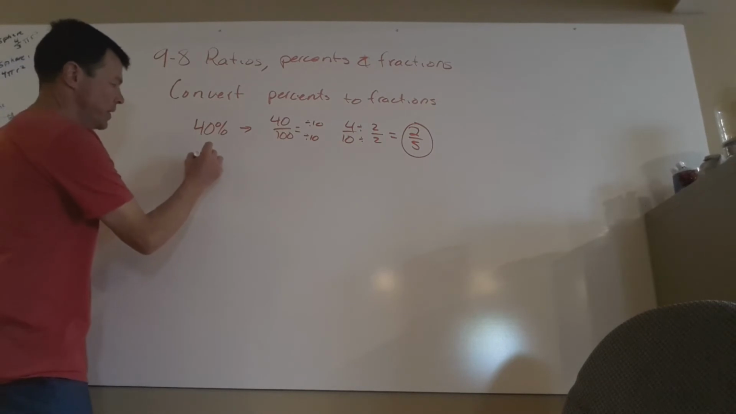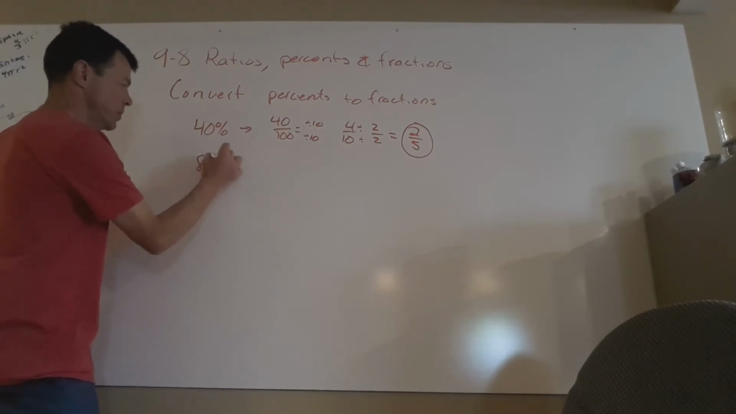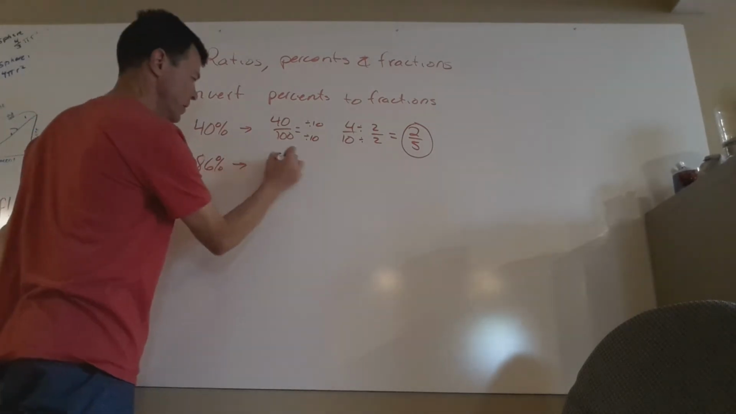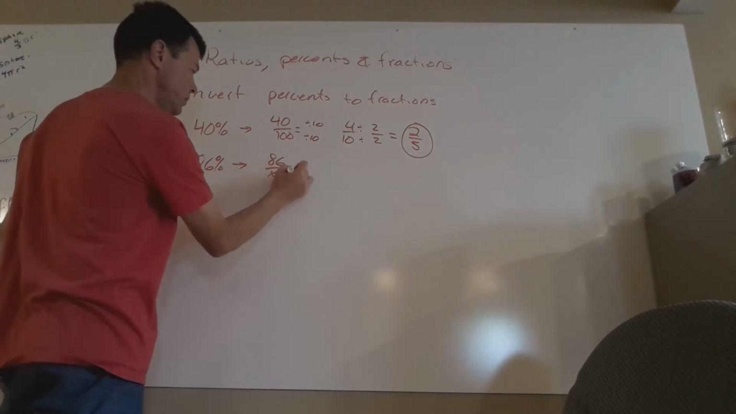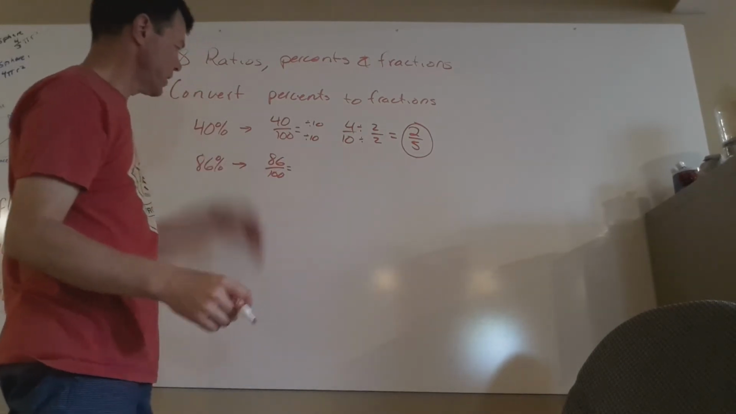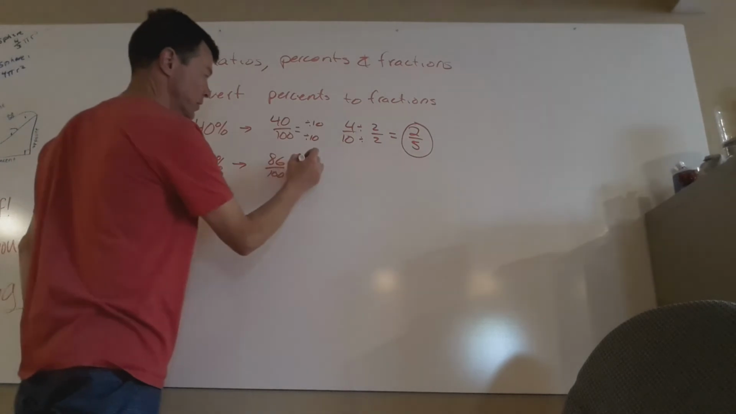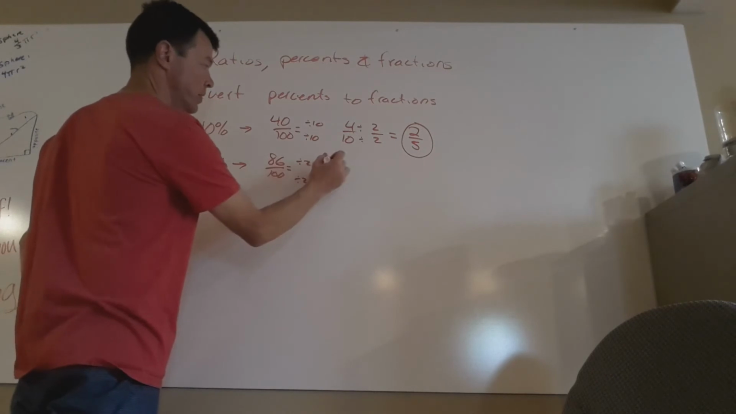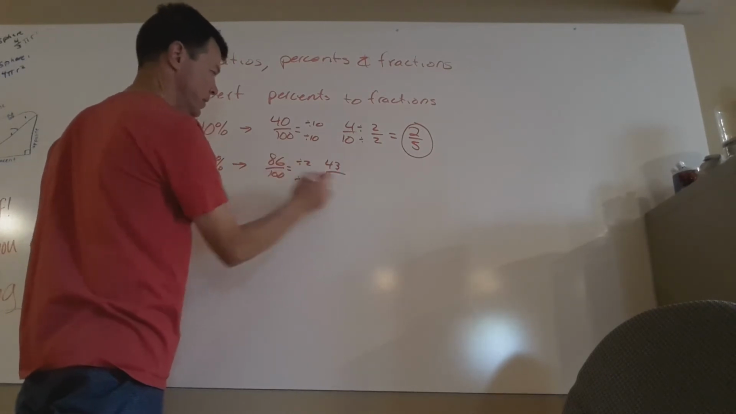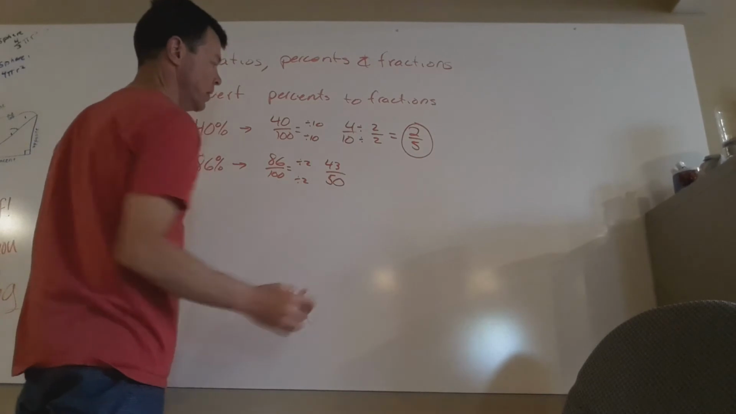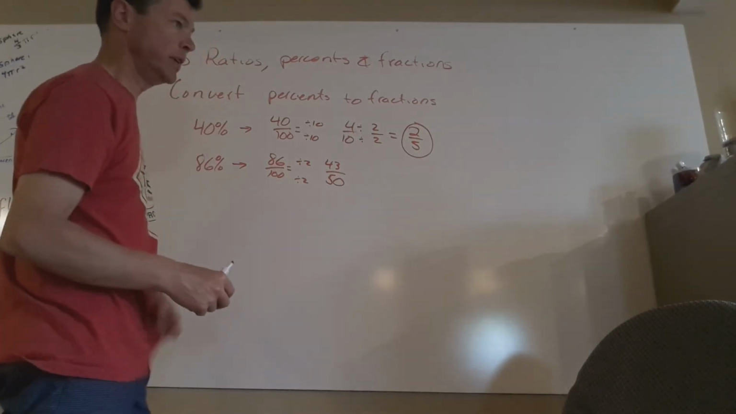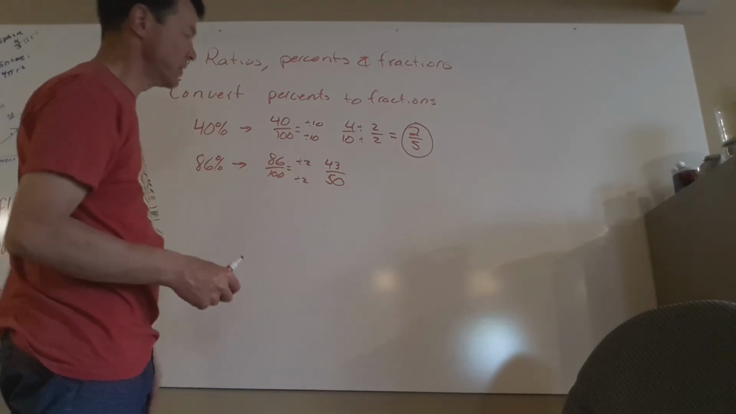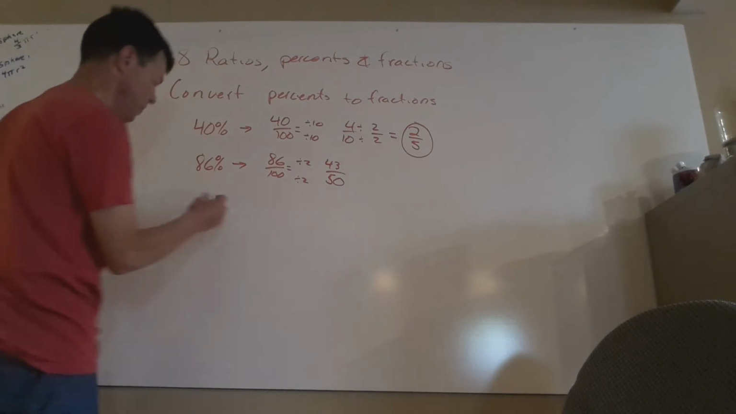I could have divided these by 20 also, but I just wanted to show you the progression. Let's say we have 86%. Again, 86 out of 100. We know that they're even, so we can divide both of them by 2, top and bottom. So 86 divided by 2 is 43, and 100 divided by 2 is 50. Well, 43 over 50: 43 is prime, so it doesn't have any factors that go into 50, so that is in simplest form.